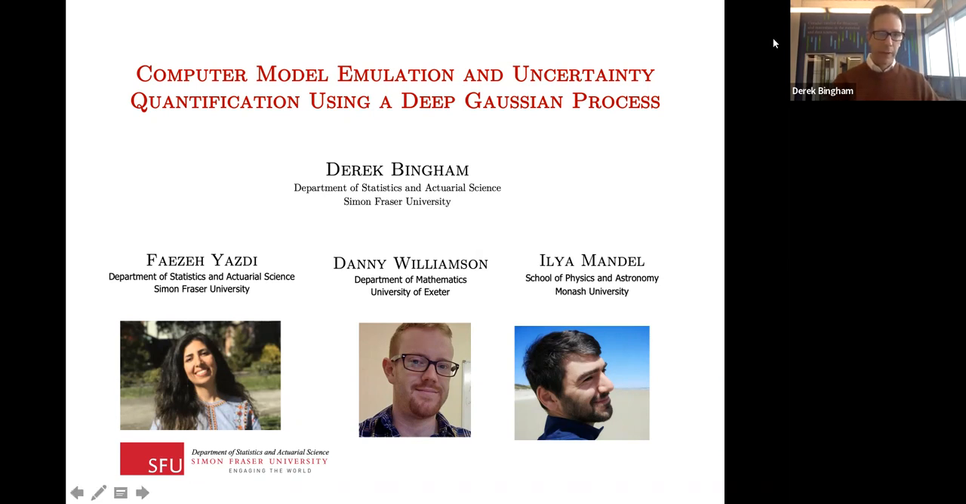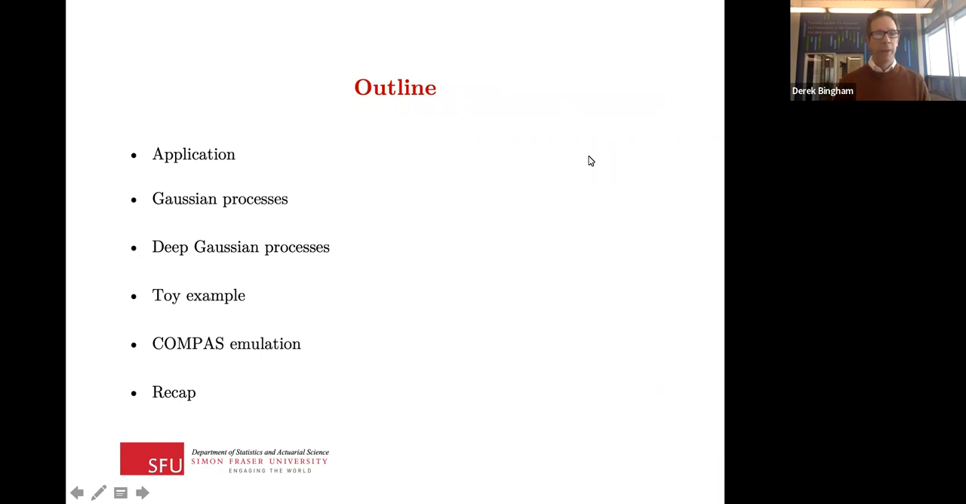Mandatory outline slide. I'm going to talk about our application. I'll talk about Gaussian processes, and then really talk about deep Gaussian processes and try to bring it back to the application, which has to do with this COMPASS computer model. I'll try to recap, and if I have time, I'll talk about the next steps that we're taking.